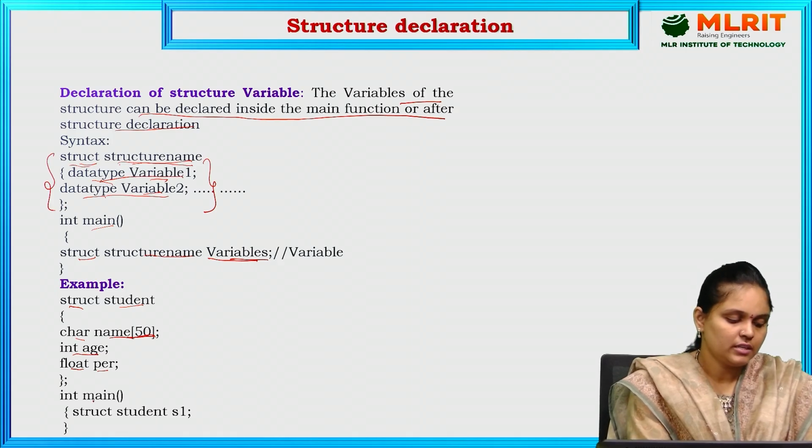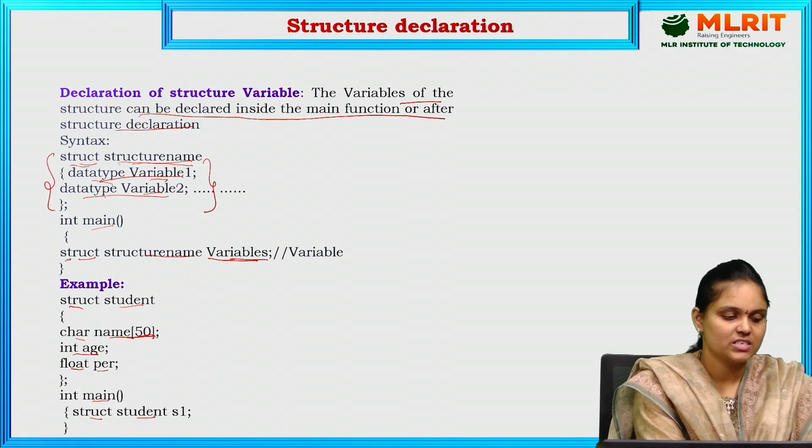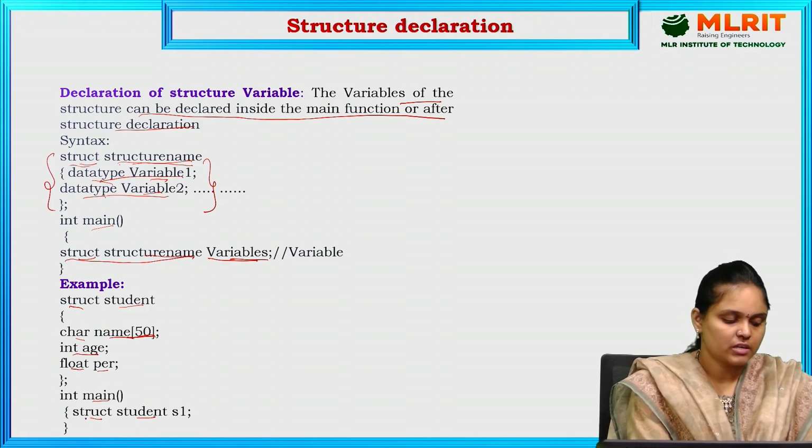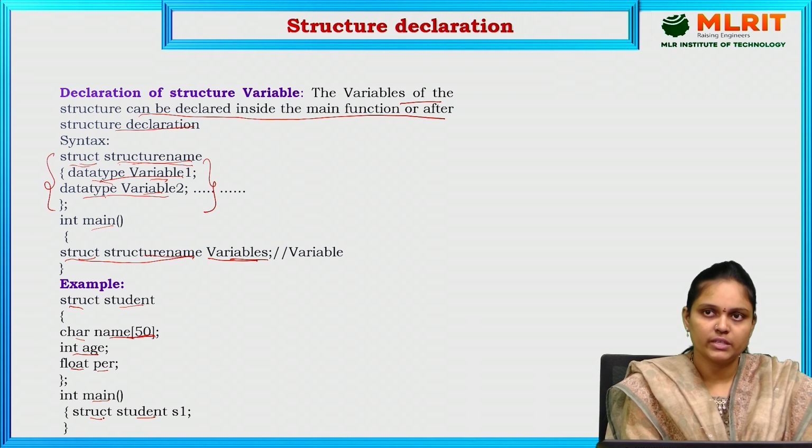And next, inside the main function, the structure variable is declared as struct student. Here we have given the syntax as struct name, where struct is the keyword that we use to identify that it is a structure.